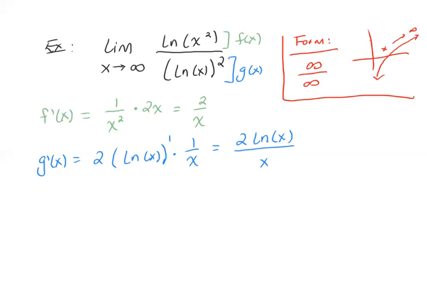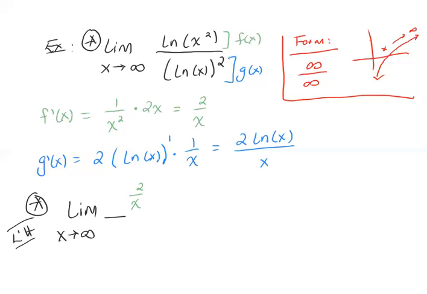So now I'm going to bring back this limit. That limit has the same value as the limit as x approaches infinity by L'Hopital's rule of the derivative of the top, which we said was 2 over x, divided by the derivative of the bottom, which we said was 2 natural log of x over x. I'm going to simplify that before I apply the limit.